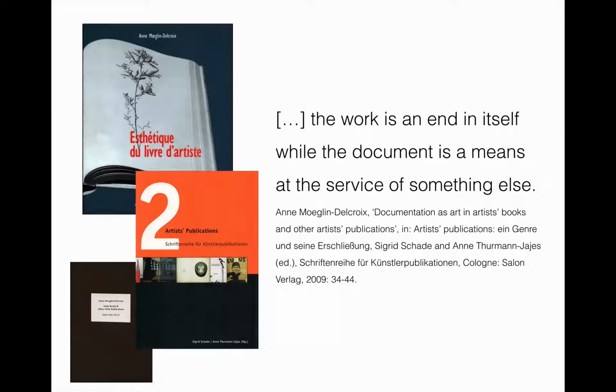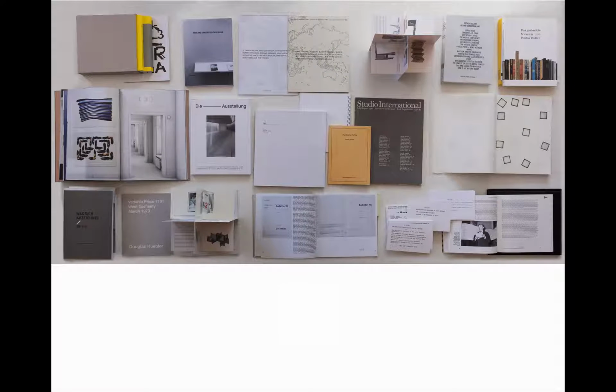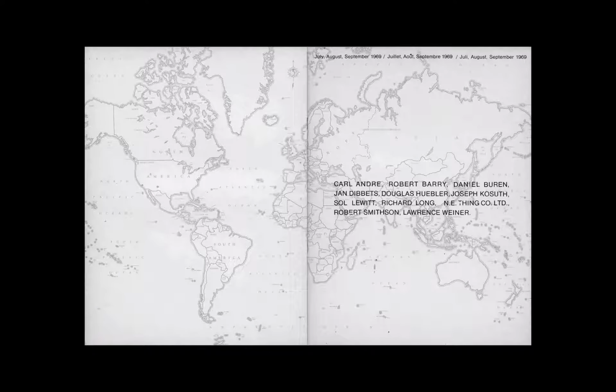This idea that one could organize an exhibition that stretches out to different places all over the world in form of a catalog is at the center of the first project that I would like to talk about today. It's the July, August, September 1969 exhibition. It was put together by the American art dealer, publisher, and impresario of sorts, Seth Siegelaub, after his return from a longer trip to Europe.